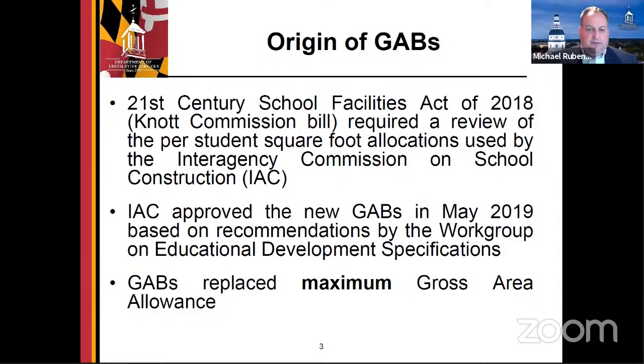The IAC approved the new GABs in May of 2019 based on recommendations by a sister work group, the one on educational development specifications. And they replaced the maximum gross area allowance. And the terminology is significant here because the old square foot allocations were considered maximum allocations. And there was really no process for exceeding them in the process of designing schools. The new ones are called baselines, and that is in fact what they are. They are considered baselines, and as you'll see, there is a process by which to approve variance from those baselines. Next slide.